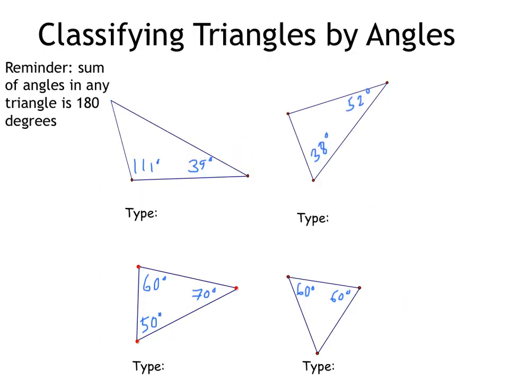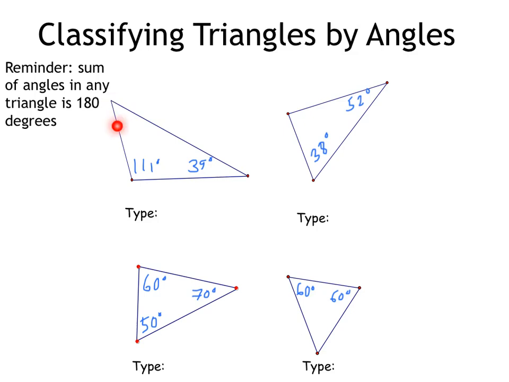Now we're going to learn how to classify triangles by their angles. We just learned about acute, obtuse, and right. Now we will apply those names to triangles. So this is a very, very important reminder, and you need to know this forever. The sum of the angles in any triangle is 180 degrees total. That's a very, very important idea, and it's going to show up time and time again throughout this class.